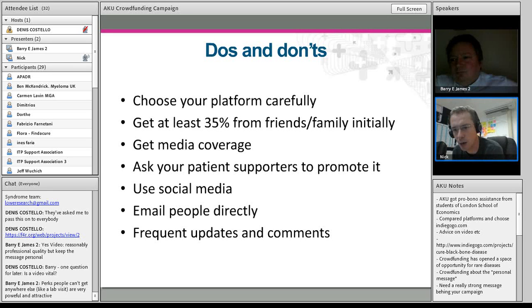Don't just send out a mass email to everybody. Email particularly people you know well. Email them directly: dear Bob, dear Harry, dear Jill, whatever. Please can you donate to the campaign. It takes a lot of time. I've spent literally hours and whole weekends just emailing people and making sure that the email is really tailored to them. How are you, all that kind of stuff. And then to the people you don't know very well, you can send out a mass email. But you need to email people directly, because that is what will really motivate people. And obviously frequent updates and comments.